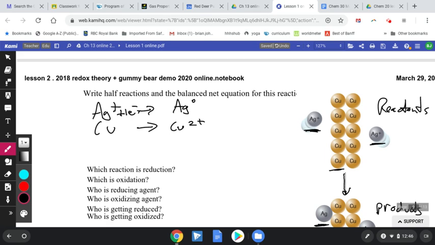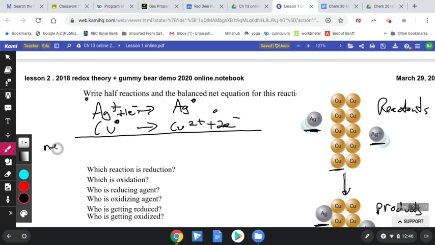Add to the more positive side. So now we have +1, -1. It's balanced with a charge of 0 and a charge of 0. Okay, copper is an element, charge of 0, to 2 plus. Add the electrons to the more positive side, 2 plus, 2 minus. Now we have a charge of 0 and a charge of 0. So these are the balanced half reactions.